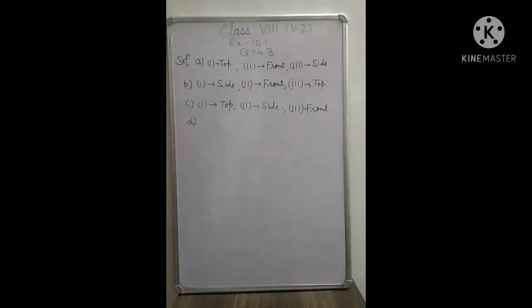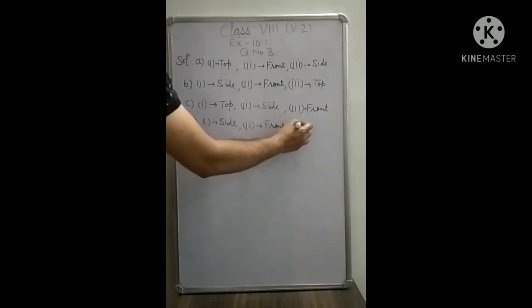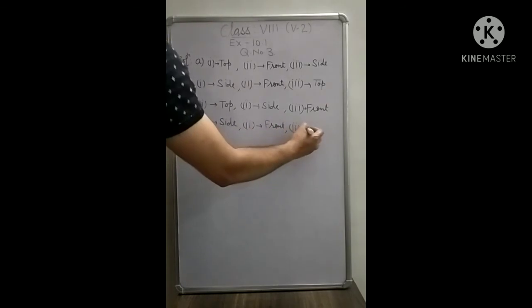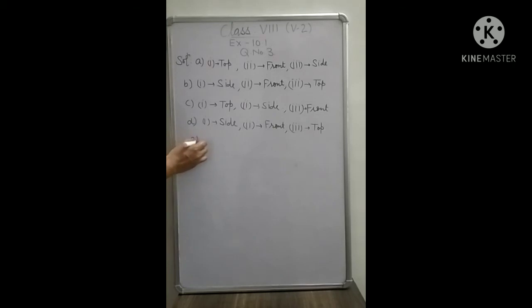In D part we can see 2 boxes, and 2 boxes can be seen only from the side. The first figure is of side view. Same with the second one. In the second we can see 4 boxes, and 4 boxes can be seen only from the front. So this is your front view. Then the third. Here we can see 3 boxes, and 3 boxes can be seen from the top only. So this is your top view. Now see the last part of this.